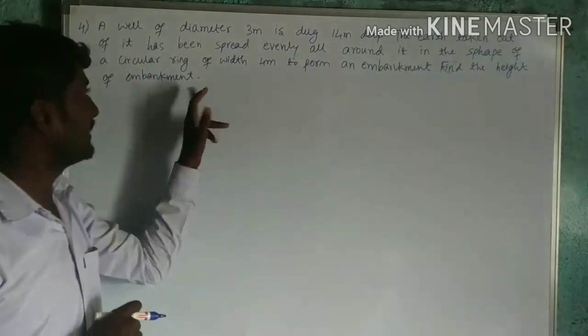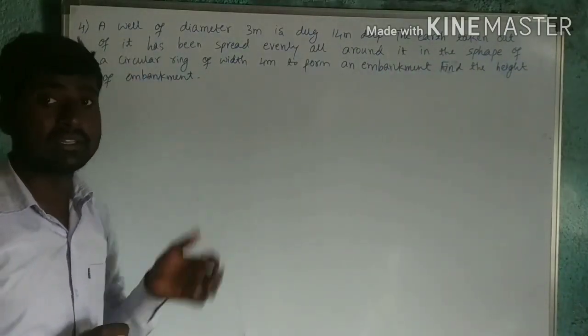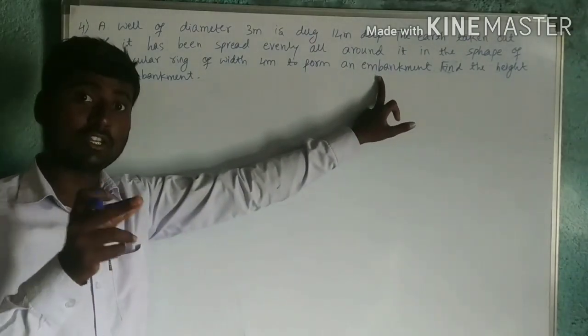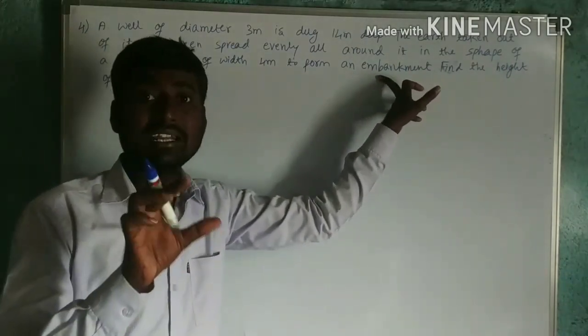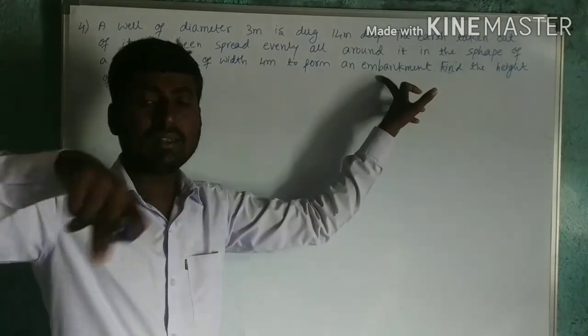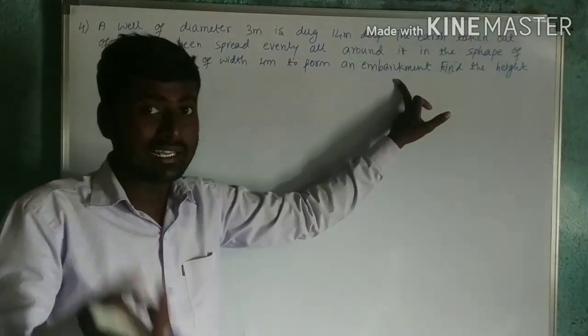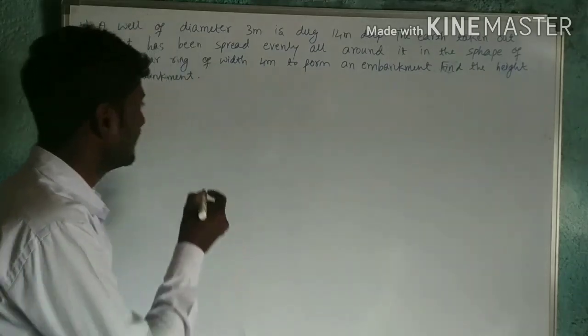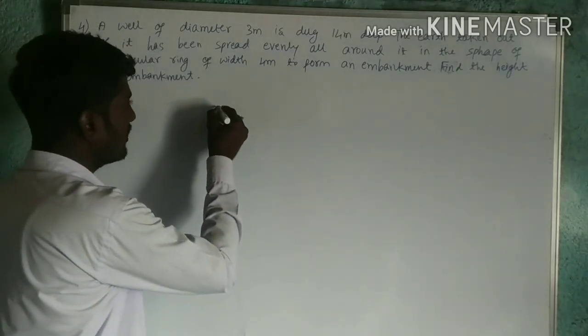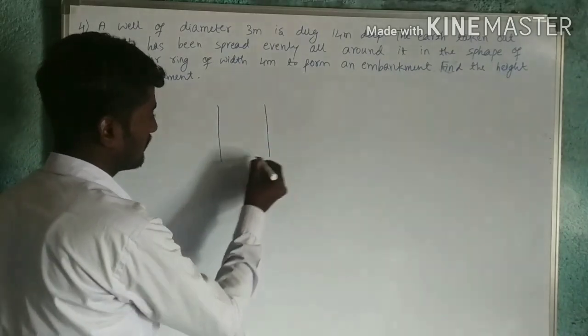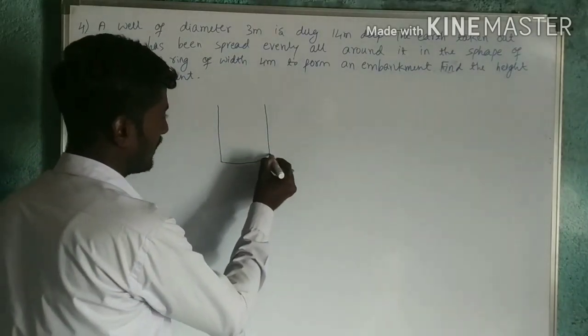Next, find the height of the embankment. We have to find the height of the embankment. The embankment is in the shape of a circular ring, so the shape of the embankment is cylindrical. Let us take first what we can take. So this is a well.